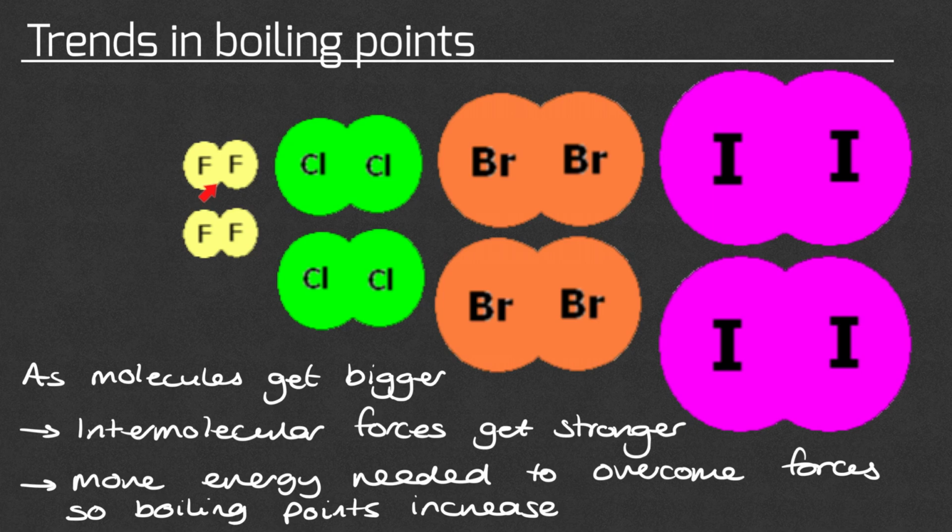For example, fluorine and chlorine are both gases at room temperature, bromine is a liquid, and iodine is a solid, showing how the melting and boiling points increase as you go down the group as the molecules get bigger.